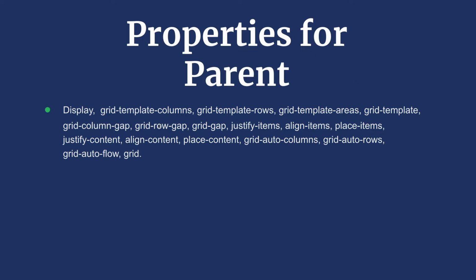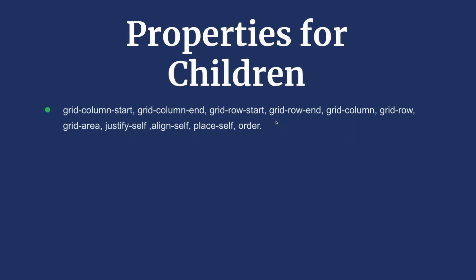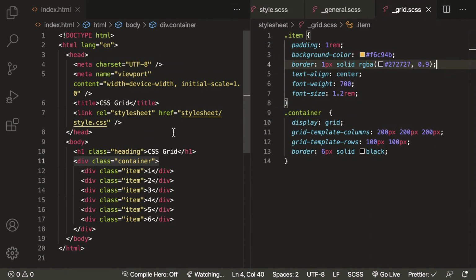So properties for the parent are display grid, template columns, grid template rows, grid template areas, grid template, grid column gap, etc. And a few properties for the children are grid column start, grid column end, grid row start, grid row end, and so on. Similar to the flexbox.